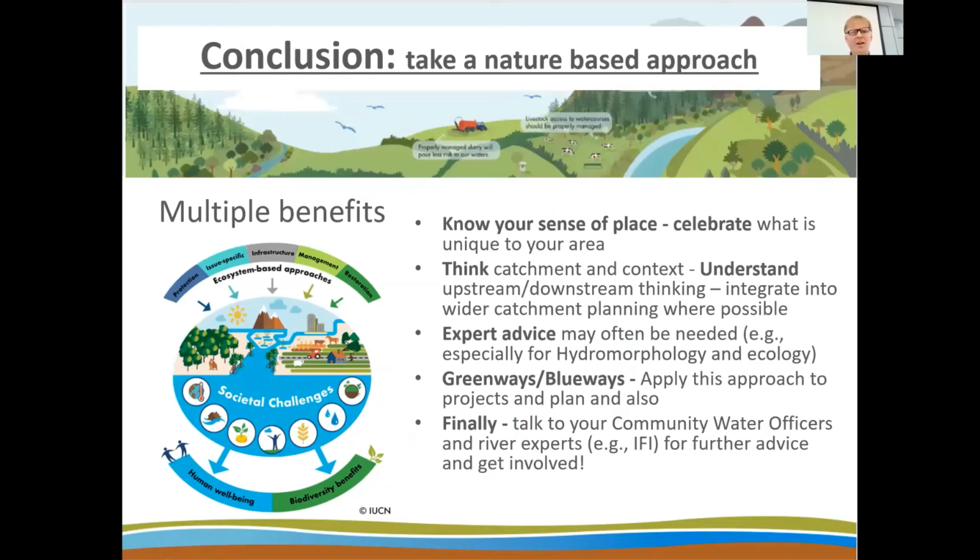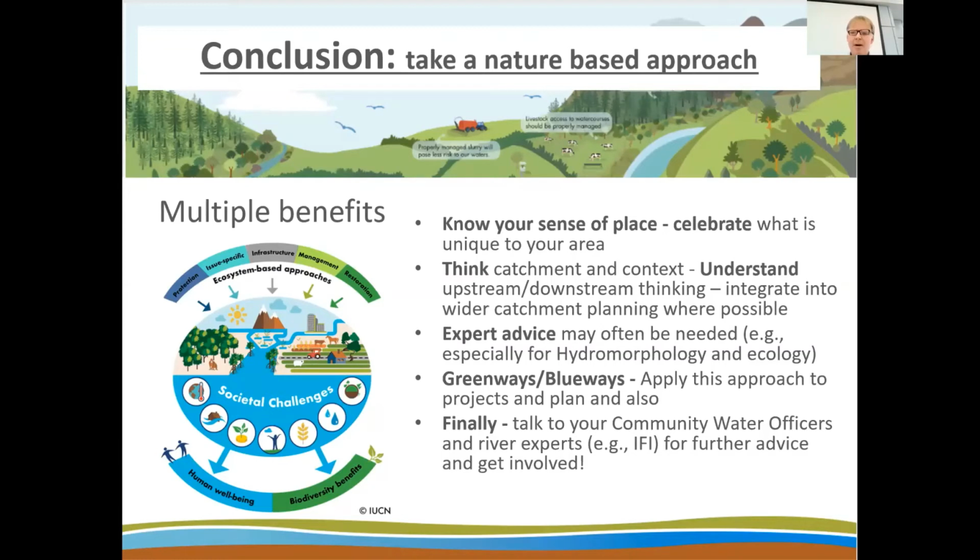So finally, and in conclusion, I just want to reiterate, look, it is important for us to understand our sense of place, celebrate what is unique in our area, think about a catchment and think about the context of where you're living. Understand that upstream and downstream thinking. So look upstream and downstream and understand that wider catchment planning is important with regards to developing projects. Look for that expert advice where it is needed. For example, hydromorphologists are experts. So if you do need that expertise, bring it into the project early on.